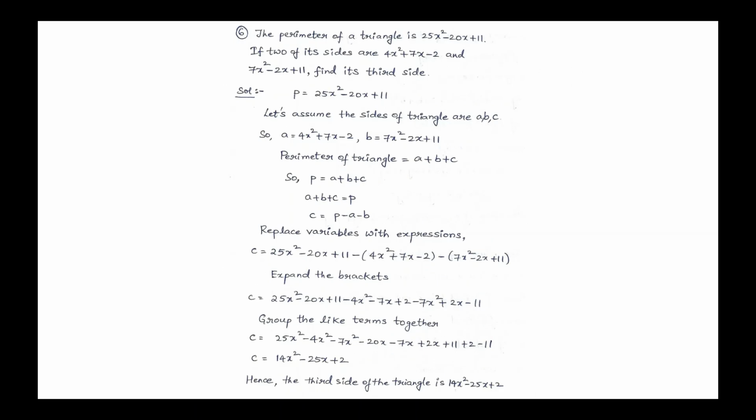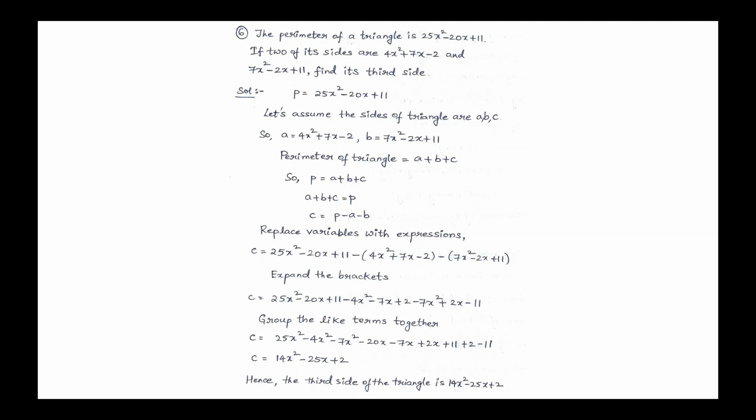The sixth question is, the perimeter of a triangle is 25x² − 20x + 11. If two of its sides are 4x² + 7x − 2 and 7x² − 2x + 11, find its third side. The solution is, it's given that the perimeter of a triangle is 25x² − 20x + 11. So P is equal to 25x² − 20x + 11, and two of its sides are 4x² + 7x − 2 and 7x² − 2x + 11.